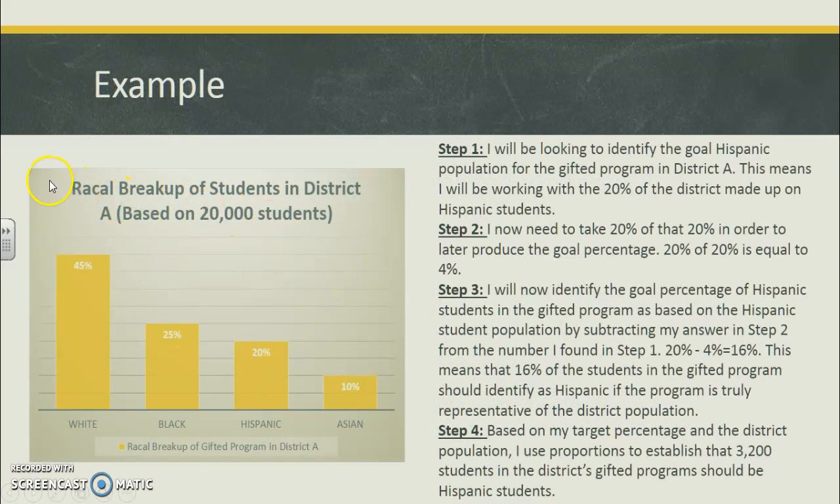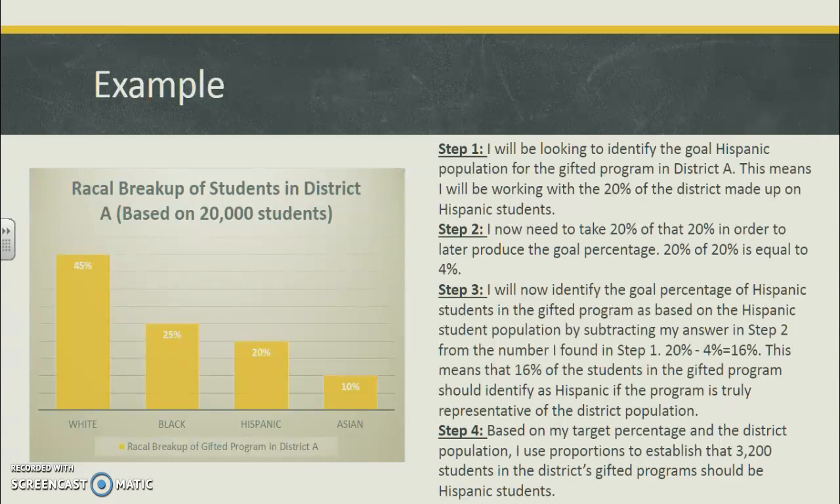I've got the racial breakups. Sorry, racial is spelled wrong. That is my bad. Of students in a district, and we're going to base the district on 20,000 students. You'll see that 45% of our students are white, 25 Black, 20 Hispanic, and 10 Asian. Obviously, I know that there are many more racial backgrounds than this, but just for our purposes and to keep the example simple, I'm just breaking it down into 4.